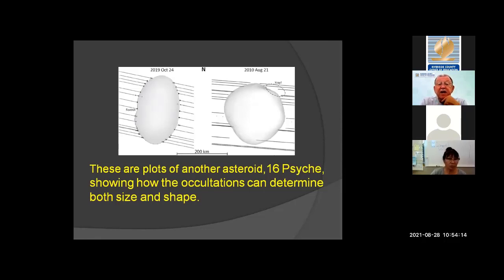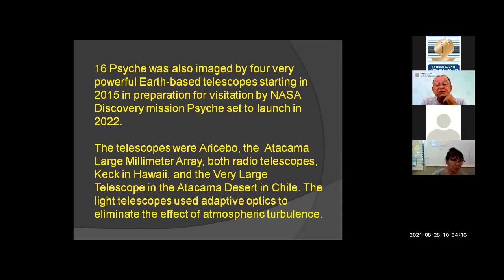16 Psyche has actually been imaged by 4 huge Earth-based telescopes starting in 2015. They're going to visit it with a spacecraft that is going to be launched in 2022. So they were looking at it to try to see what its size was and what its shape was, to make sure that they can line up all the orbital stuff properly.